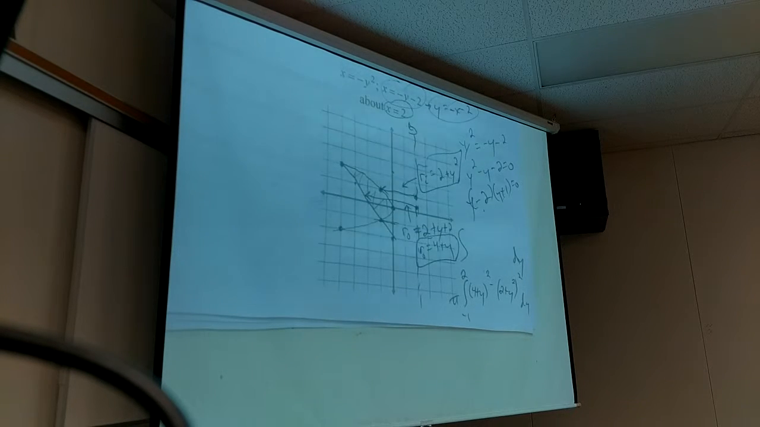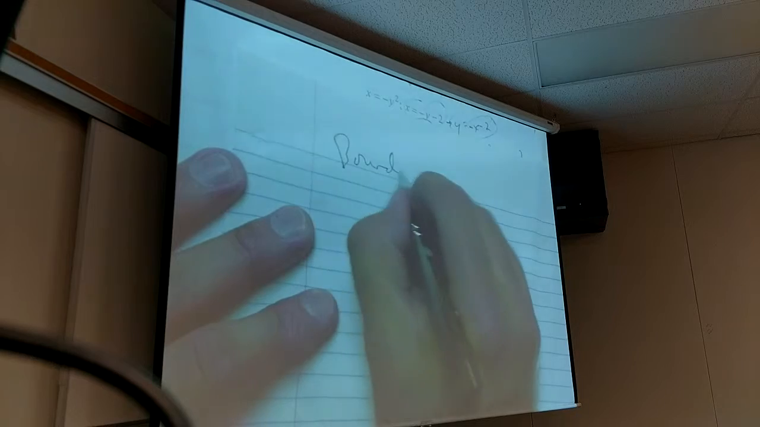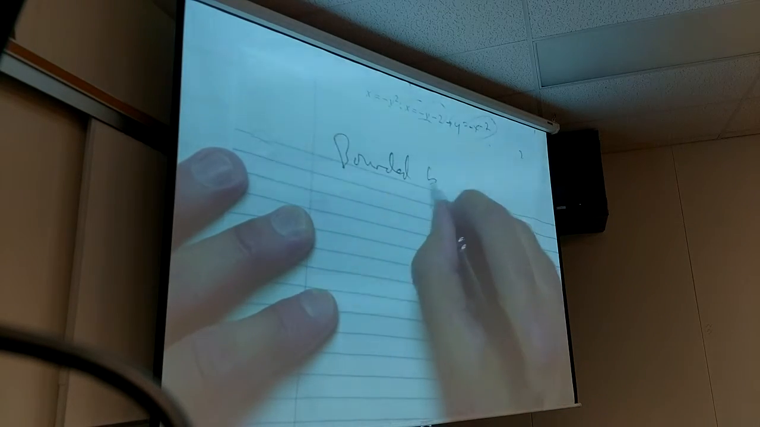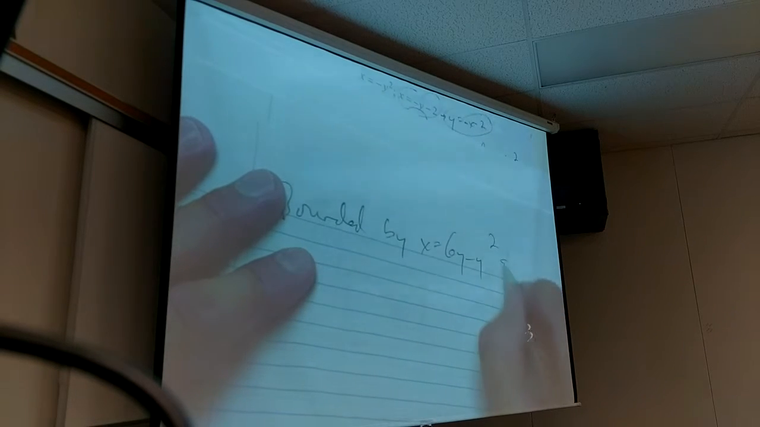I want to come back to that problem we were doing and just show you one more thing to kind of transition us into shells. So if you're tired of this region, it's too bad. So bounded by, what was it again? Where did I put my other stuff? There we go. X equals 6y minus y squared, and x equals 0.